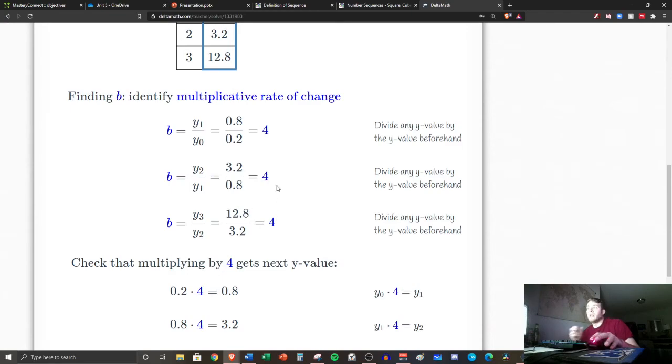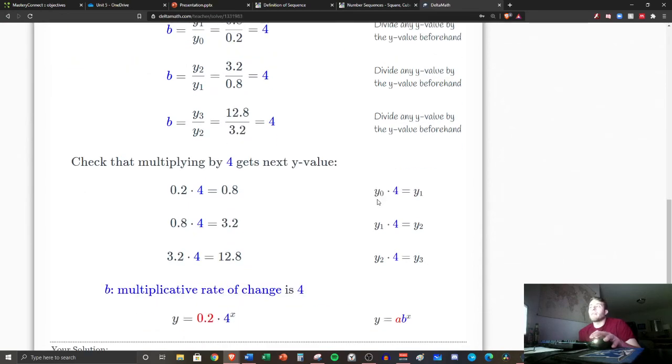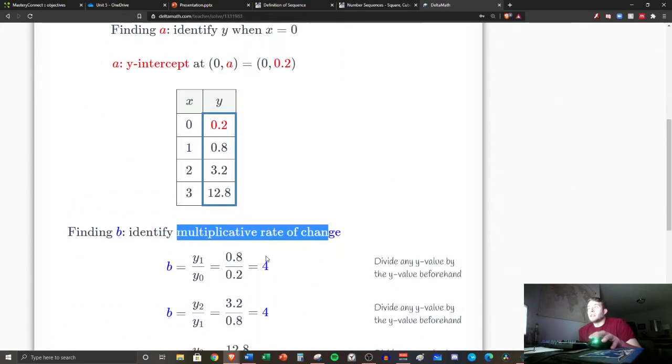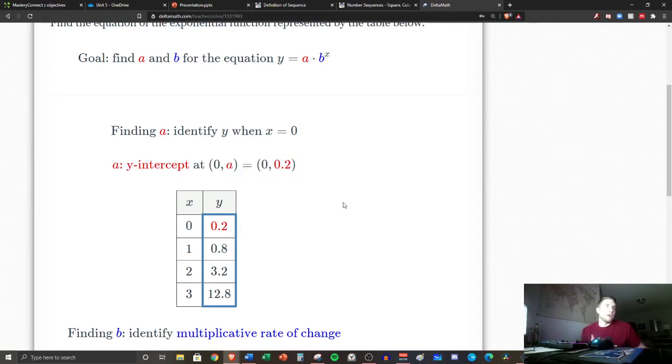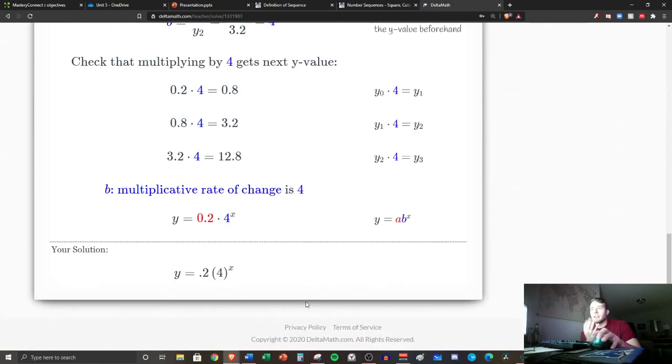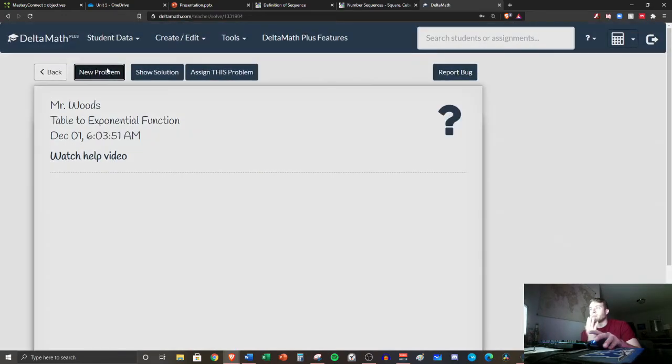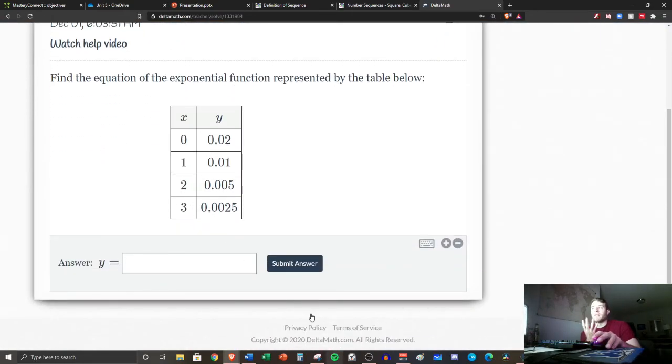You notice they call it their multiplicative rate. This is just the common ratio. That's all we have here. And then this 0.2, they call it the y-intercept. This is our initial amount, right? I want to keep it in terms of initial amount and common ratio or rate of change here. Or common ratio is better for us, just so that we can get into our compound interest. But this is what you're going to be doing. I just want you to practice with these Delta Math problems, finding that rate of change.